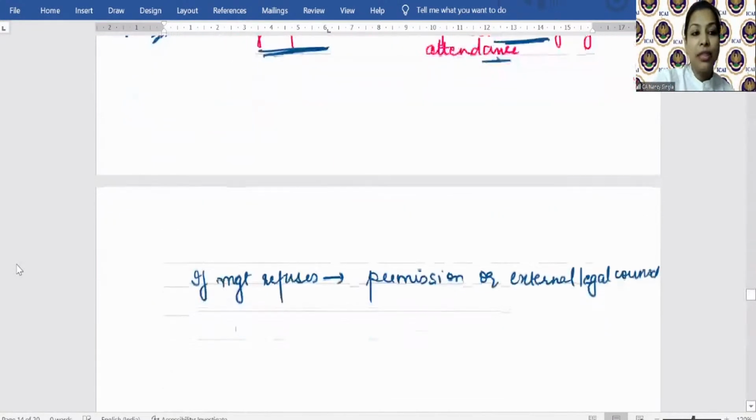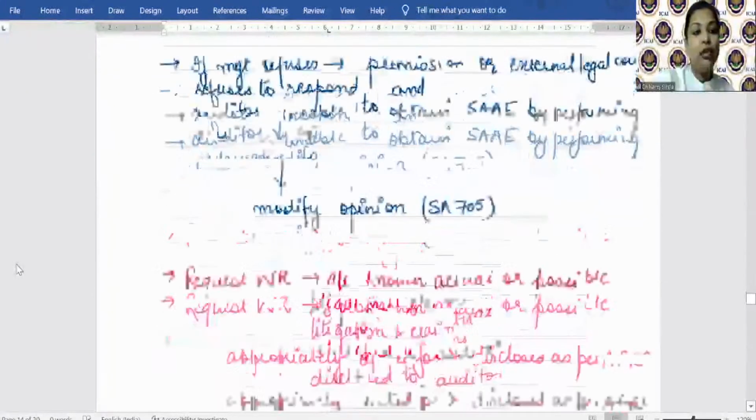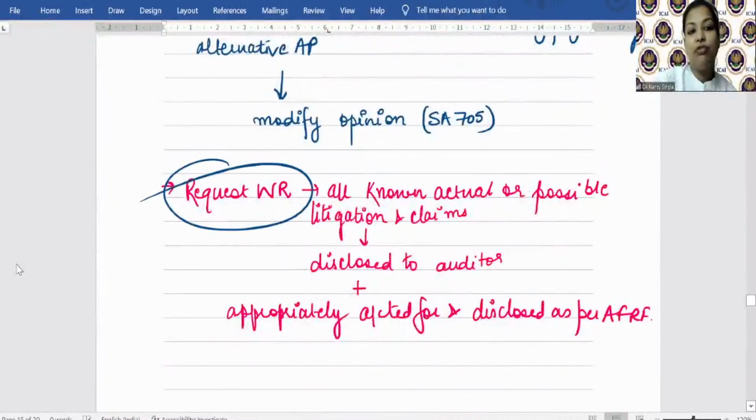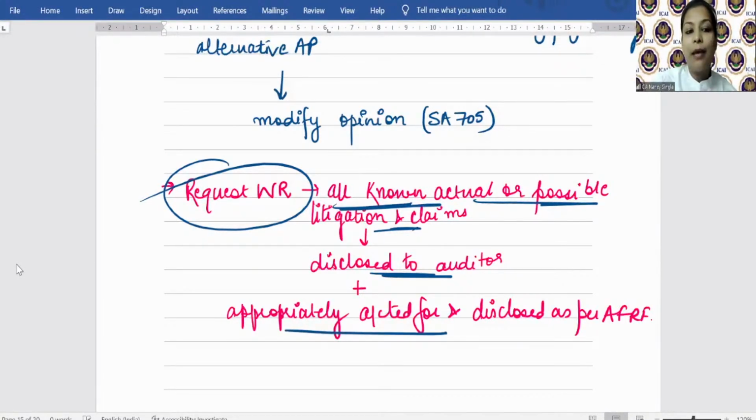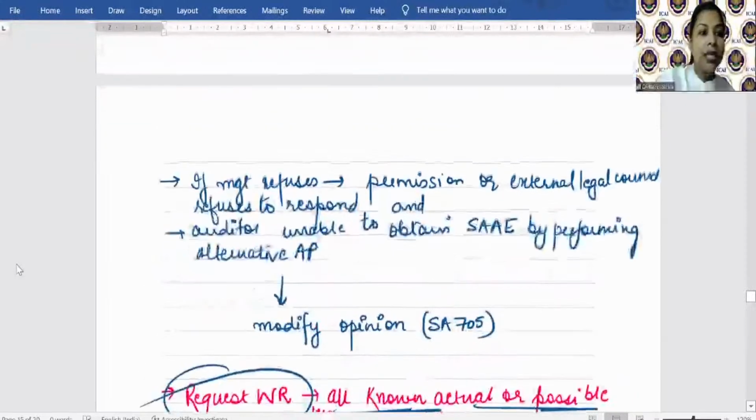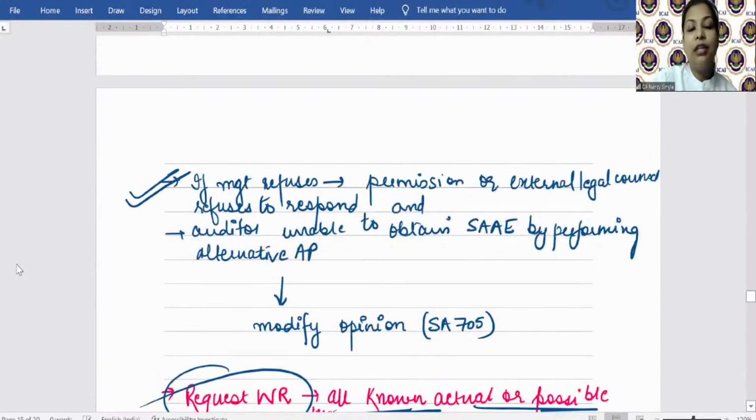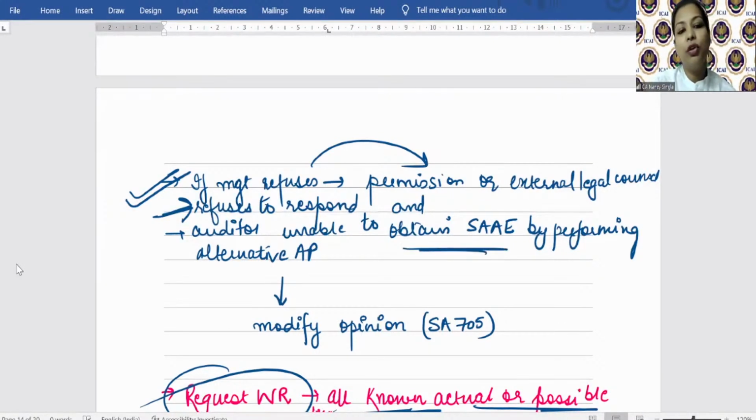Clear? Further, this SA also says that you need to obtain what? Written representation from the management that all known actual possible litigation and claims have been disclosed to the auditor and appropriately accounted for and disclosed as per applicable FRF. Clear? Then it says that if management doesn't give you permission to meet the external legal counsel, the external legal counsel कह देता है कि I will not respond. Then again, perform alternate procedure. If you are not able to perform alternate procedure, modify your opinion in terms of SA 705.